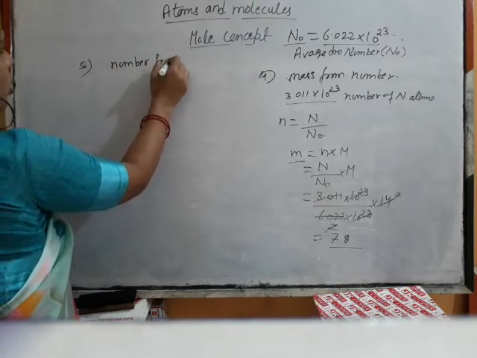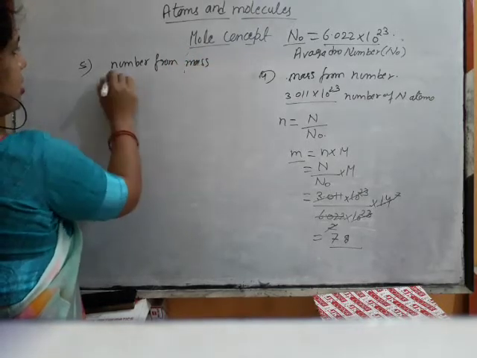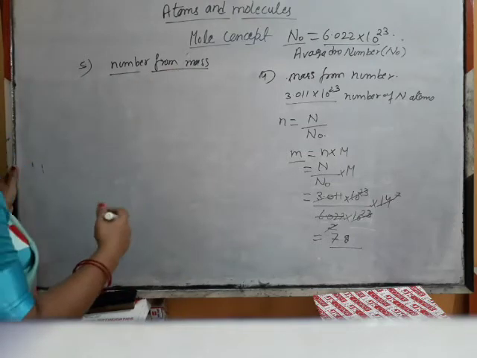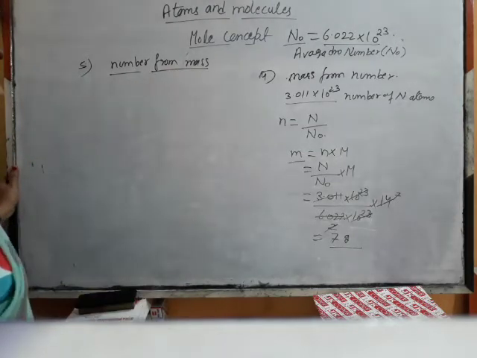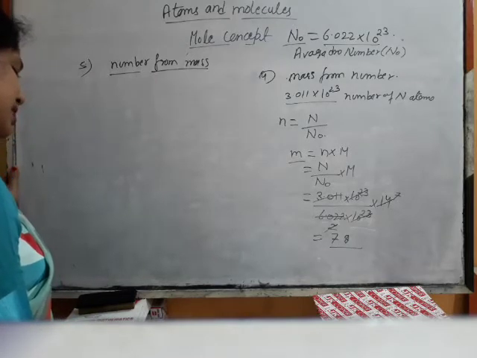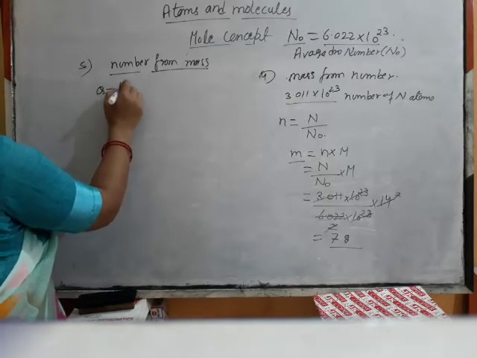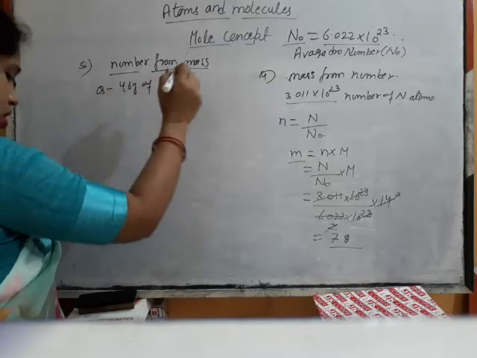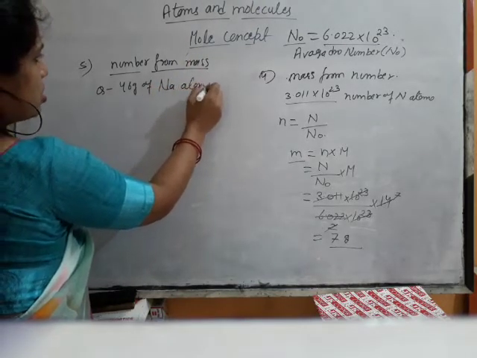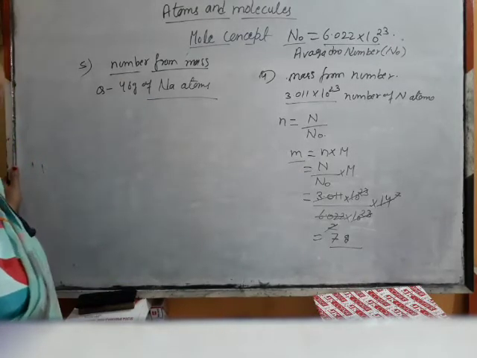Number from mass. This is the number from mass. Now, finding the number of particles from given mass. Now it is given 46 gram of sodium atom. We have to find the number of particles in 46 gram of sodium atom.